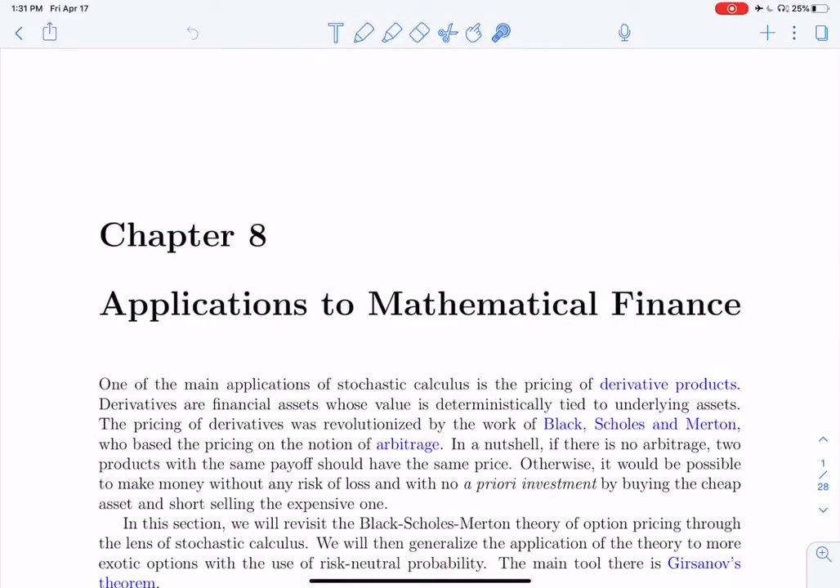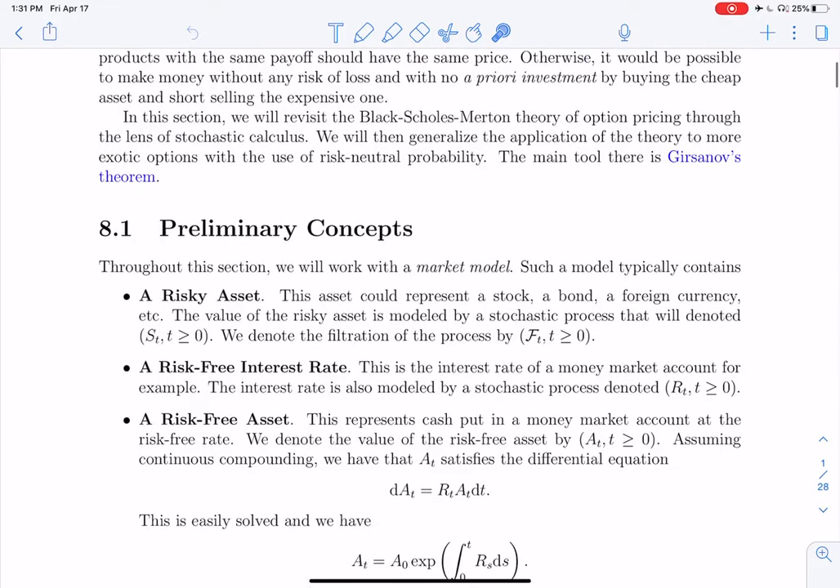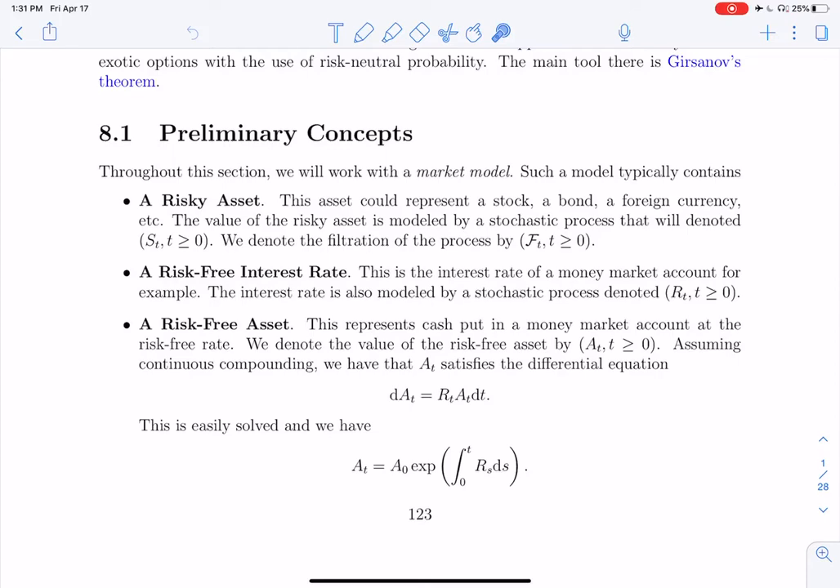All right, everyone. Today is the first lecture of Chapter 8, where we apply stochastic calculus to questions in mathematical finance. So what I'm going to do today is really just review the basic concepts we need from math finance and give them some probability meaning.